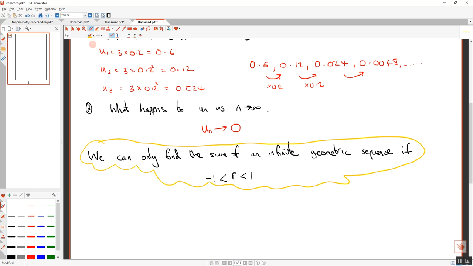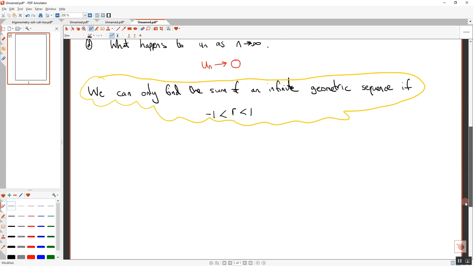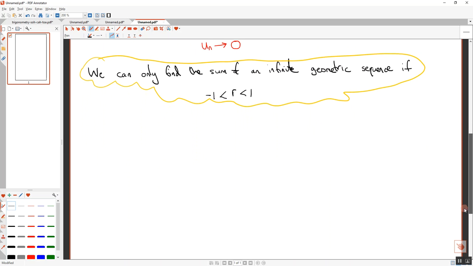Because what happens then is, if r is less than 1, if it's a decimal value, say 0.3 or 0.5 or negative 0.5, as the sequence increases, these values are going to get closer and closer to 0, which means we can add them all up. Otherwise, it's just going to keep getting bigger and bigger.